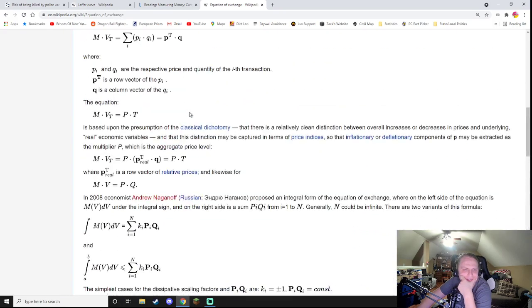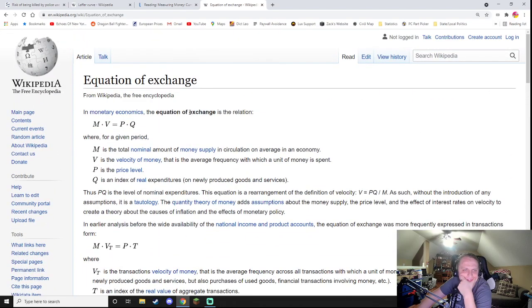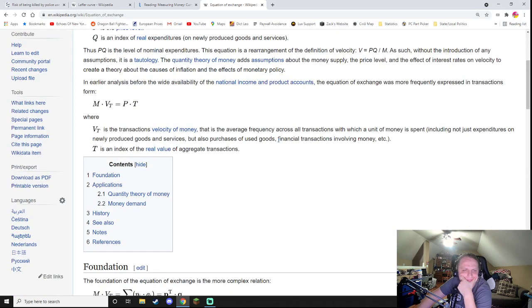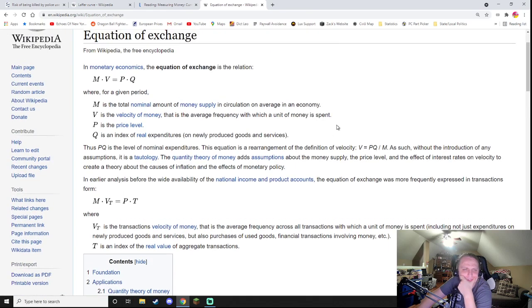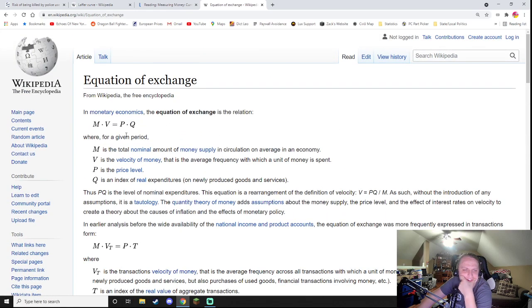So it's just a way of measuring the relationship between money and velocity versus price and the real expenditures, I guess. I guess that makes sense. I don't know, dude.